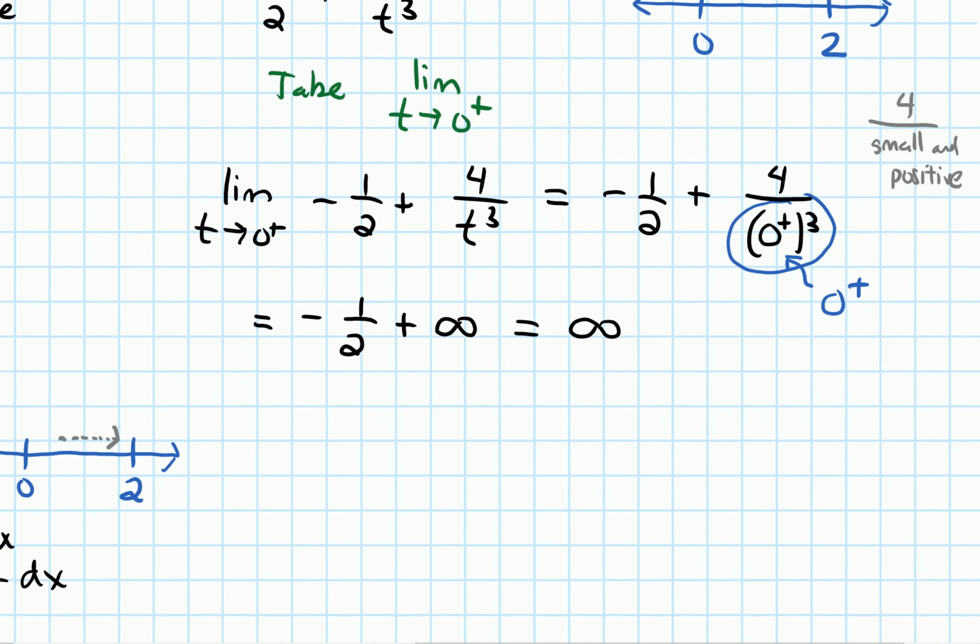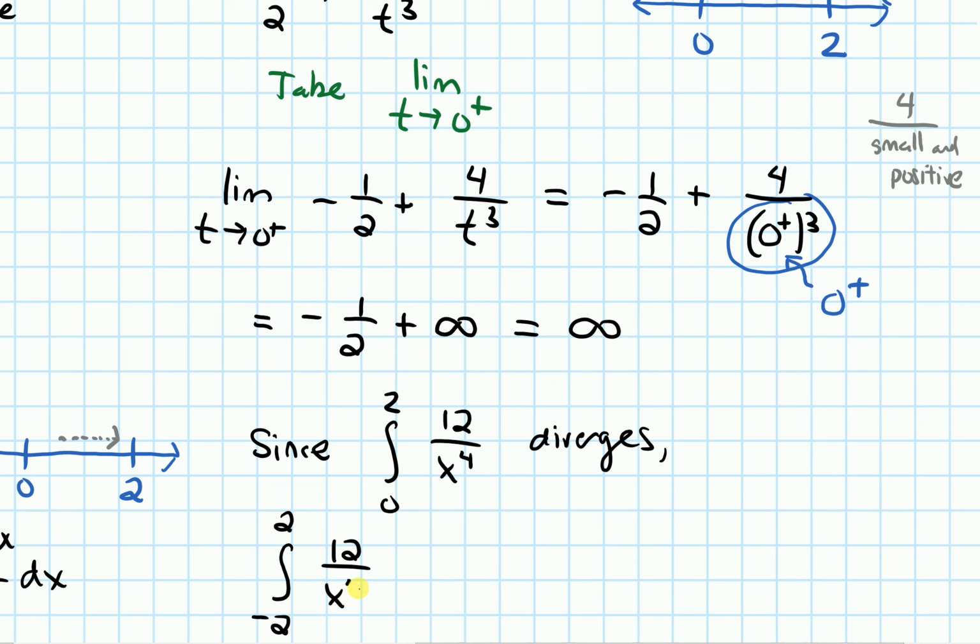So what does that tell us? That tells us that our integral from 0 to 2 of 12 over x to the 4 diverges. Since one of our two pieces diverges, that automatically means that the integral we cared about, from -2 to +2 of 12 over x to the 4 dx, also diverges. Whoops, I forgot to write a dx on this one, so let me make sure I put the dx on this one as well. That original integral also diverges.